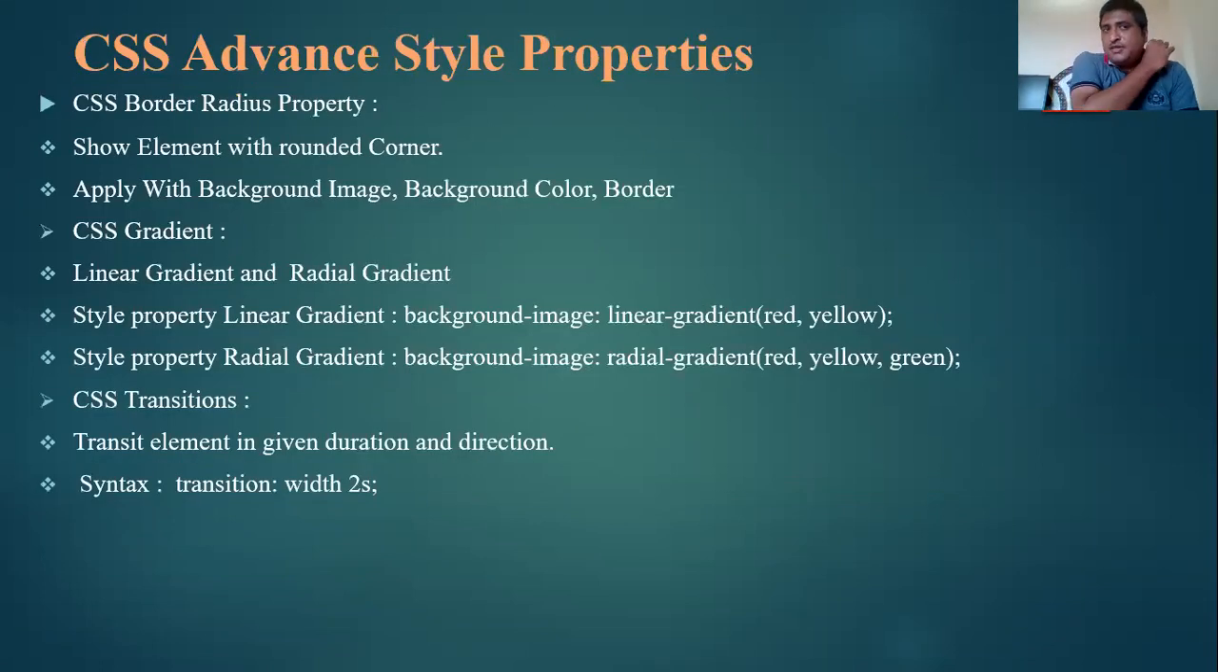Next one, some advanced properties of CSS. CSS advanced style properties. The first one is the CSS border-radius property. This is used to show the border in various shapes, so it shows an element with rounded corners. This will apply to background image, background color, and with border. Let's see its example.